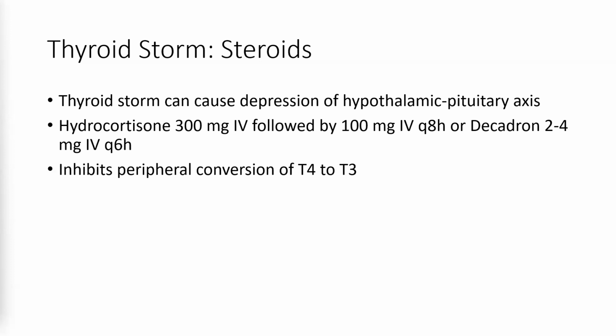Hydrocortisone, you can do 300 milligrams by IV, followed by 100 milligrams every 8 hours, or you can do Decadron IV every 6 hours to make sure that the patients don't go into adrenal insufficiency. And steroids also inhibit the peripheral conversion of T4 to T3.